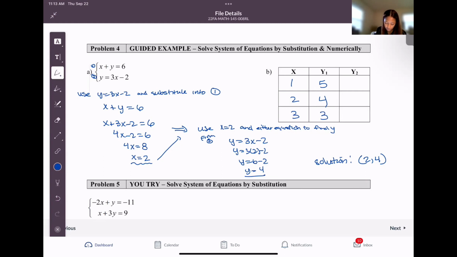All right, and for y2, when x equals 1, y2 is equal to 1. When x equals 2, y2 is equal to 4. And when x equals 3, y2 is equal to 7. So that's what the table would look like if you did it in your graphing calculator. You don't have to do it step by step like that. Use your graphing calculator when you solve numerically. And then you would just want to circle the row where you have the same output. And then x comma y will be your solution.